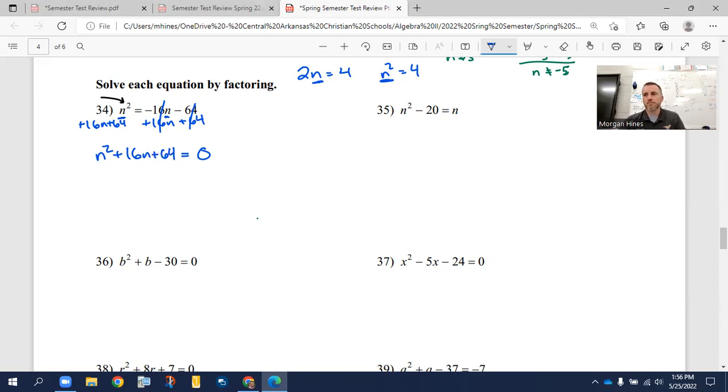The quadratic formula is a way that we could solve this. A is 1, B is 16, C is 64, so you do the old negative B plus or minus the square root of. But these all solve by factoring. What that means is we want to take this expression and split it into two expressions that are multiplied by each other.